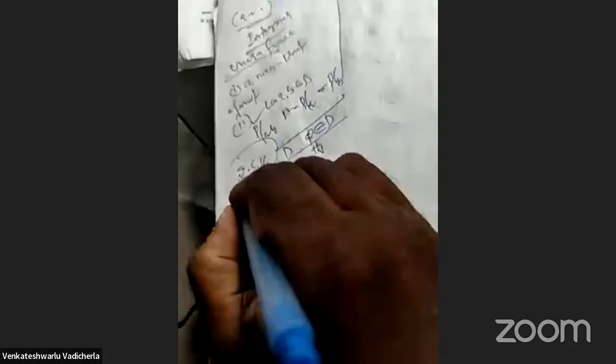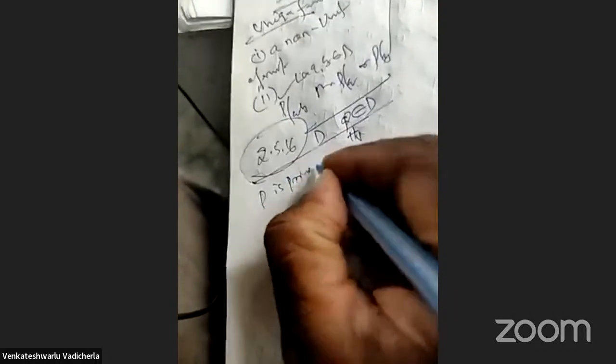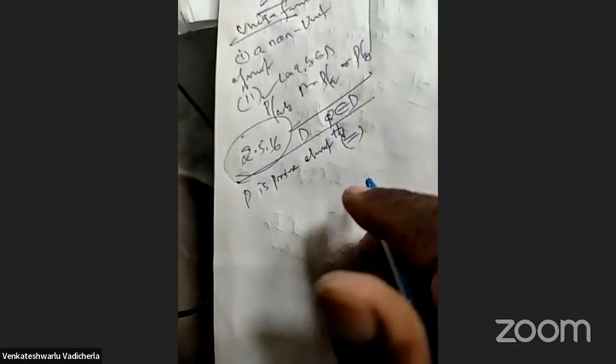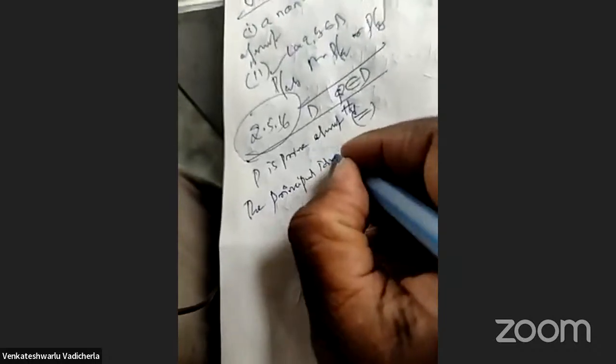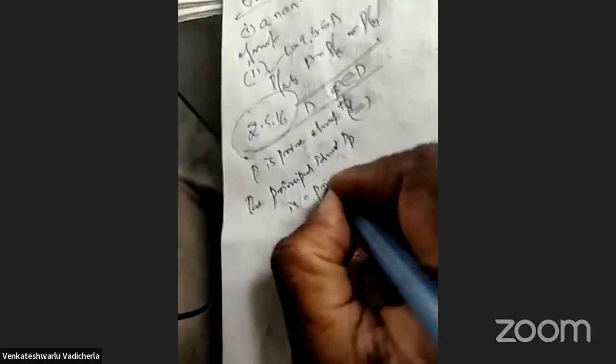Next, theorem 2.5.16. Let D be an integral domain. If P is a non-zero element of D, then P is a prime element if and only if the principal ideal DP is a prime ideal of D.